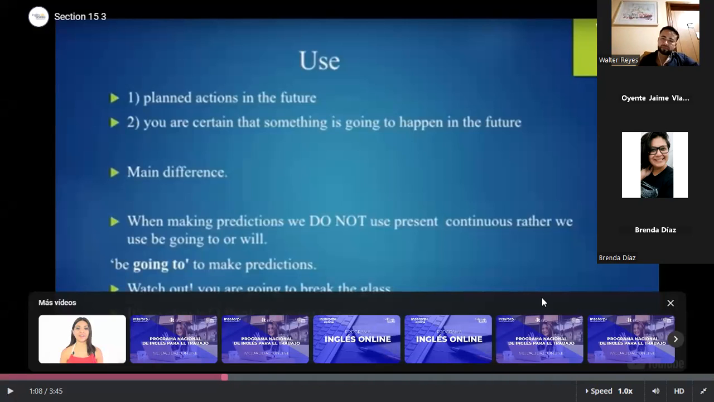Now, if I say, I am going to go, or I'm going to go to the beach, then yes, it is future, but with be going to. Because I could say, I'm eating pizza tonight. I'm eating pizza tonight. And I can say, I'm going to eat pizza tonight.